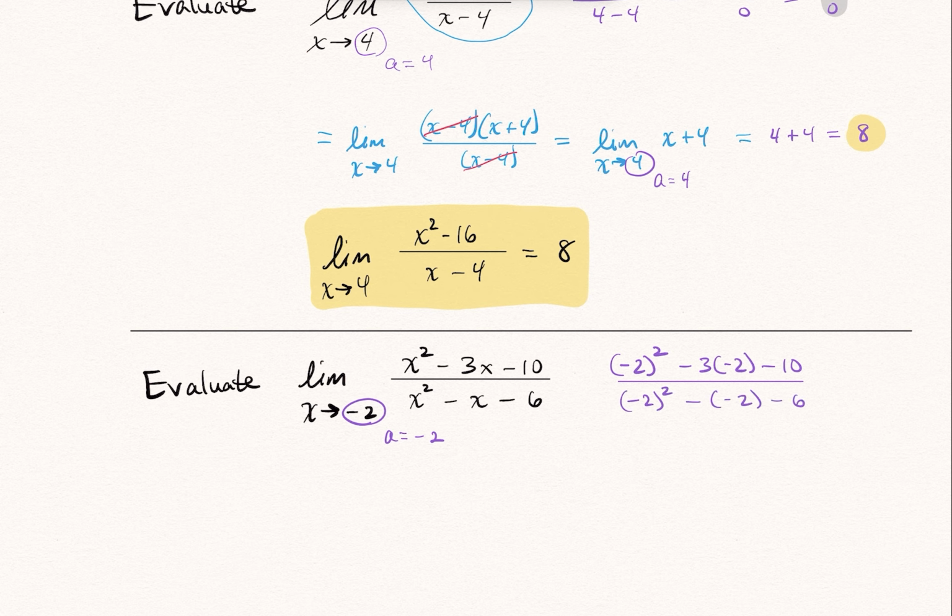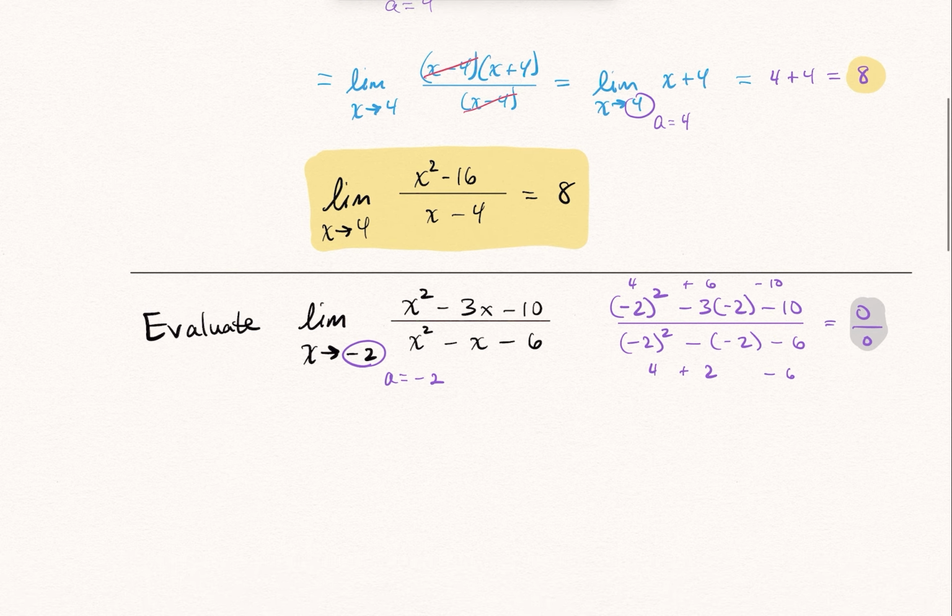On the top, we get 0. This is 4 plus 6 minus 10. And on the bottom, we get 4 plus 2 minus 6, which is 0. We again see the 0 over 0 structure, so we will try factoring and canceling. This one's slightly more difficult because we need to factor both the numerator and the denominator.